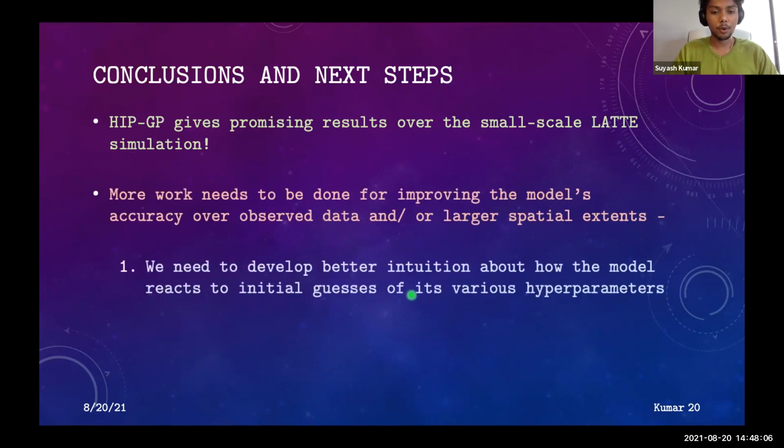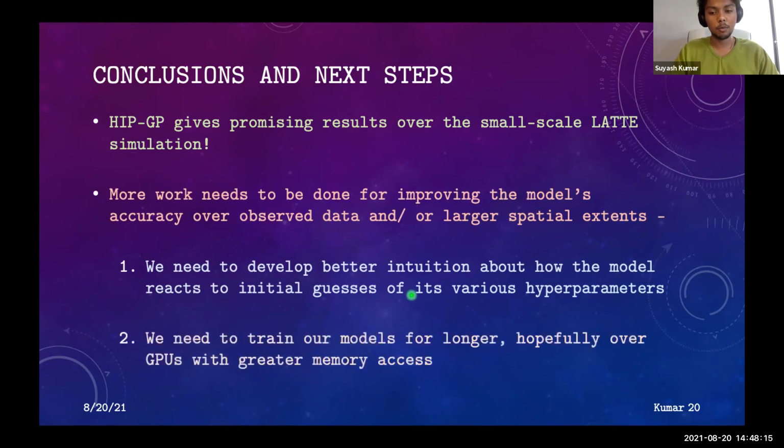And the first thing that we would want to do is develop more intuition about how our model reacts to various initial guesses for hyperparameters. And we would also like to train our model for longer, and having access to GPUs with greater memory capacity would be a great plus.